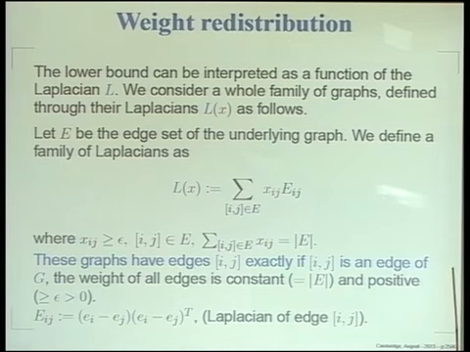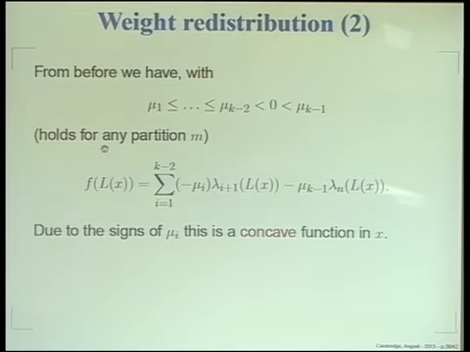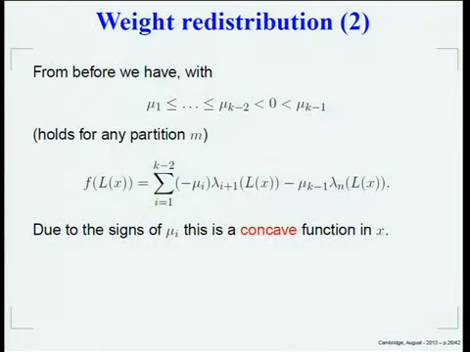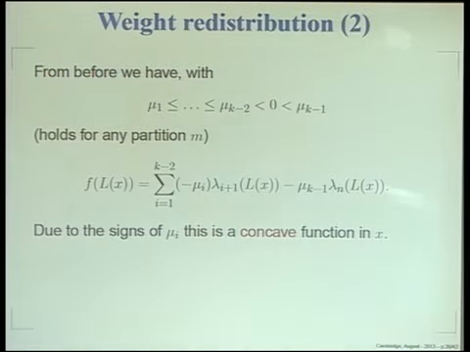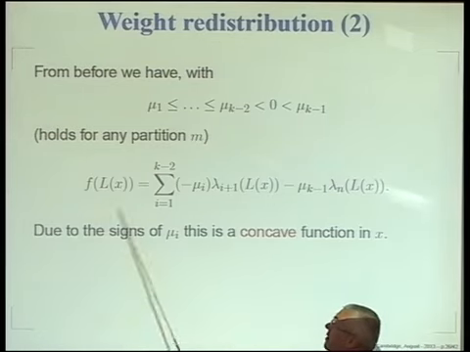Okay, so now the question is this lower bound, as I have written it before. But now it's a function of the edge weights. So basically, you could think of this as a matrix which linearly depends on some parameters x, and I look at the eigenvalues of this matrix. So these are matrix functions, and I want to maximize this expression.